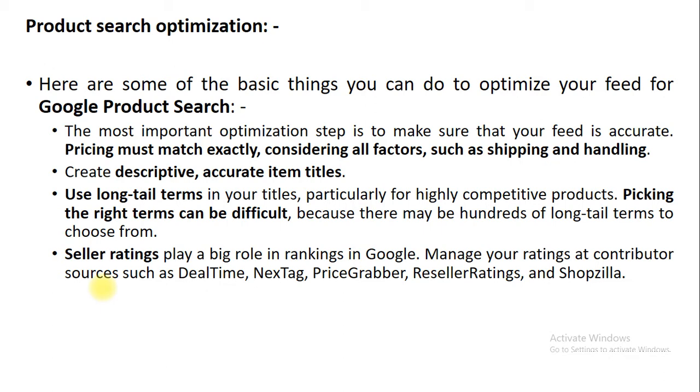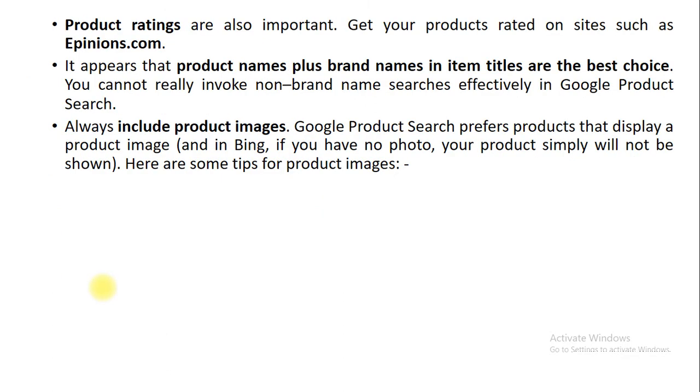It manages your rating at contributor sources such as DealTime, Nextag, PriceGrabber, reseller rating and Shopzilla. So when you want to manage the rating by the contributor sources, you can use any one of them which has been listed over here, which gives you the details about the rating of a particular product. DealTime is there, Nextag is there, PriceGrabber is there, reseller ratings is there, or Shopzilla is there. You can use any one of them.